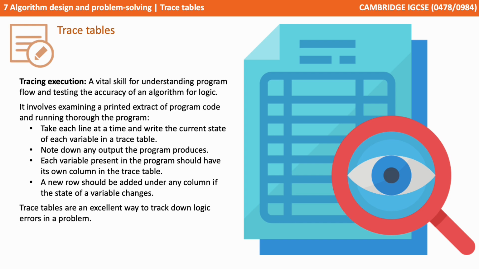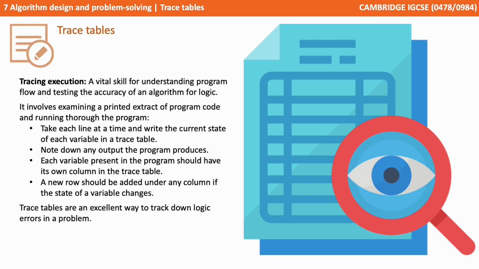It involves examining a printed extract of program code and running through the program. You take each line one at a time and write the current state of each variable in the trace table. Note down any output the program produces.